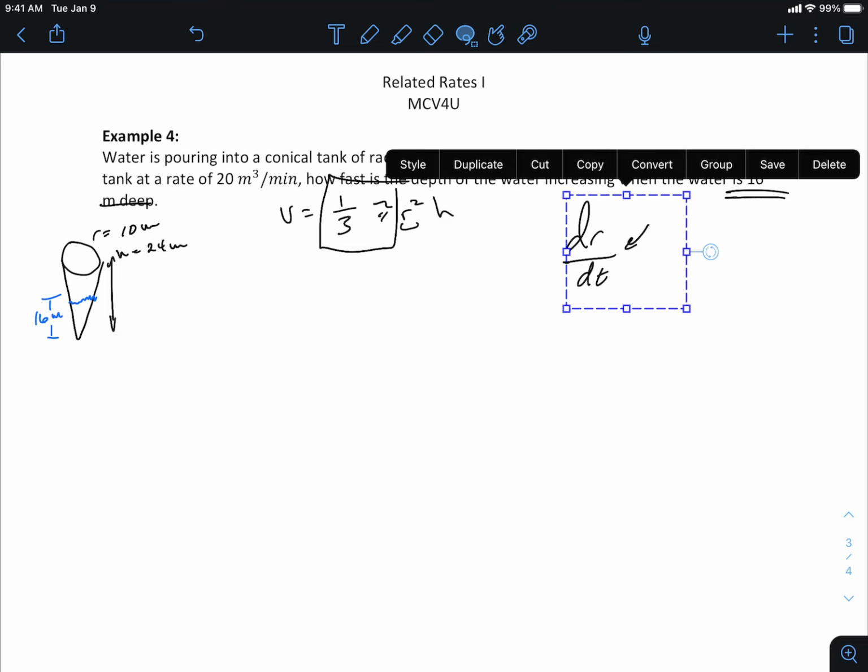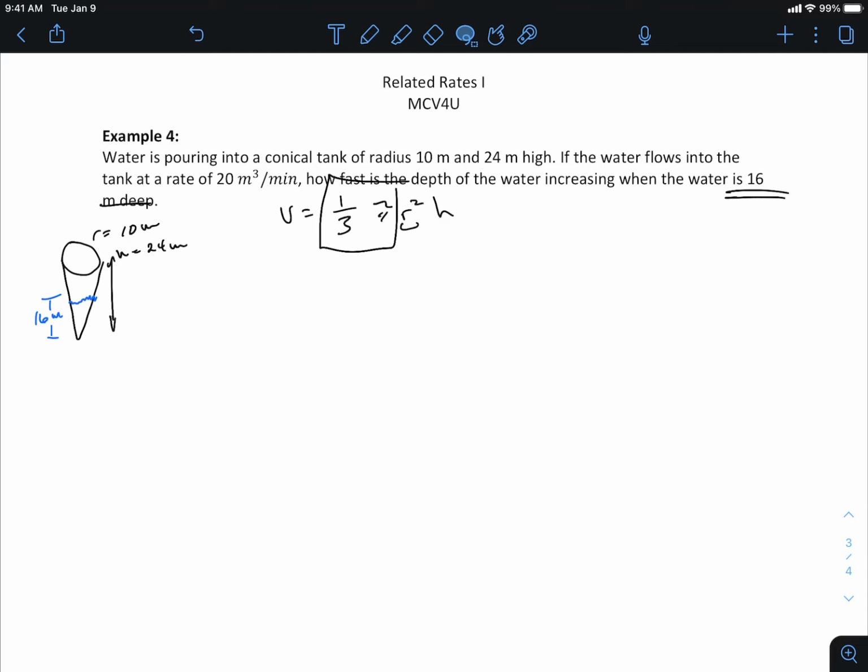If you were to do it that way, you'd end up in a situation where you don't know how the radius is changing. You wouldn't be able to finish this question. But there is a workaround. What if we could take the ratio of how the radius is changing relative to the height? If we could write the radius in terms of the height, then our problems would be solved.